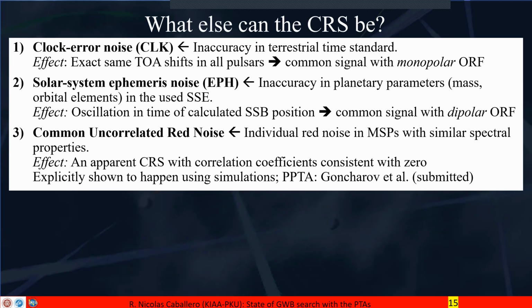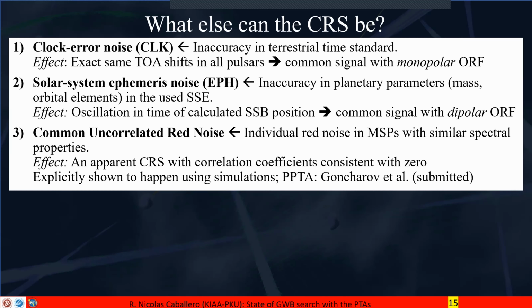So what else could this common red noise be? The most usual suspect for us is clock error noise. These are inaccuracies in the terrestrial time standards used, that will cause the same TOA shifts in all pulsars. So this will cause a common signal with a monopolar overlap reduction function.